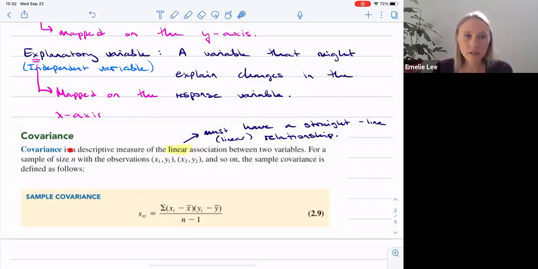But the covariance is going to be a numerical measure of the relationship between two variables. It's got one major downfall, and that's that it depends on the units of X and Y. The covariance we denote by S subscript XY, where X is typically the independent variable or the explanatory variable, and Y would be the response variable or the dependent variable.